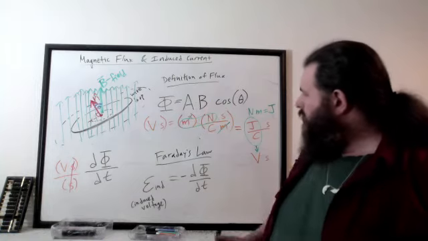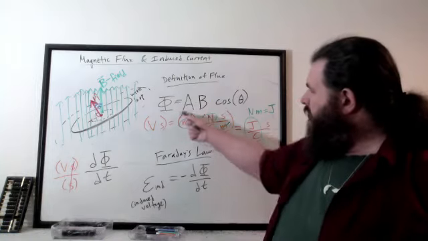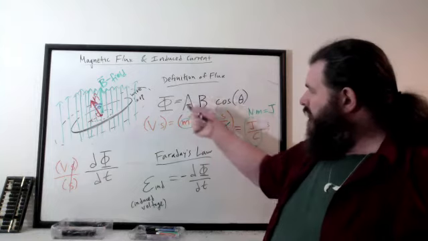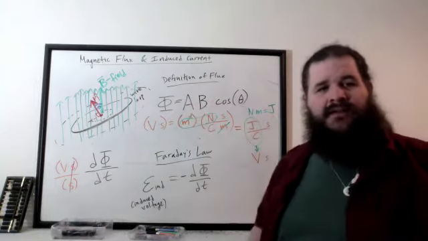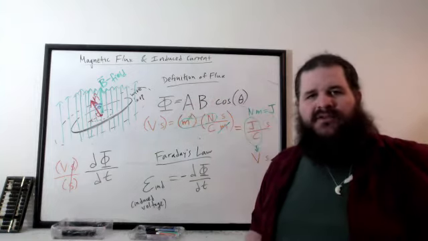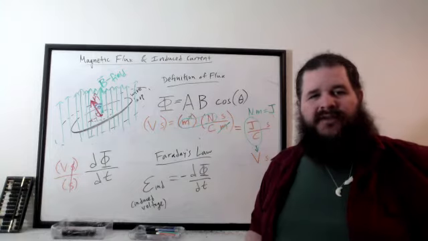For example, if we go back to the definition of flux, if flux is just area times magnetic field times cosine of the angle, what would be some ways you could change the amount of flux? How could the flux be changing as time passes?